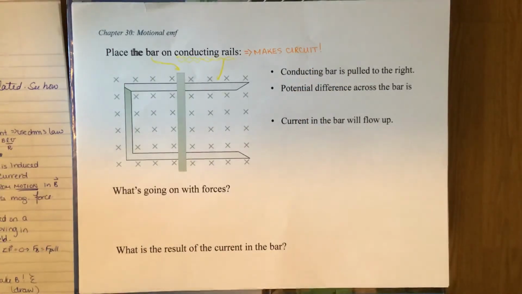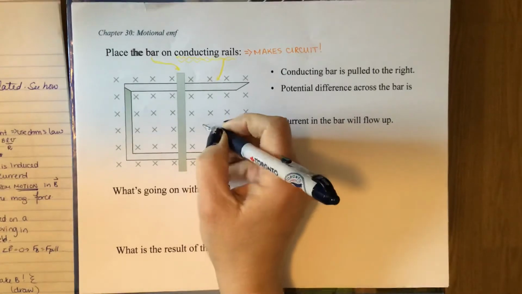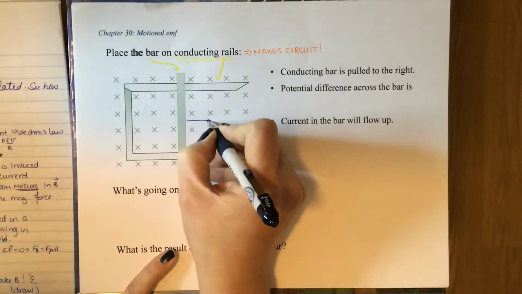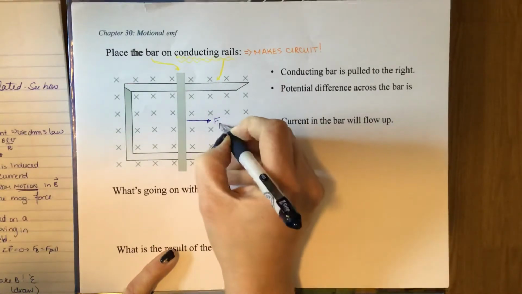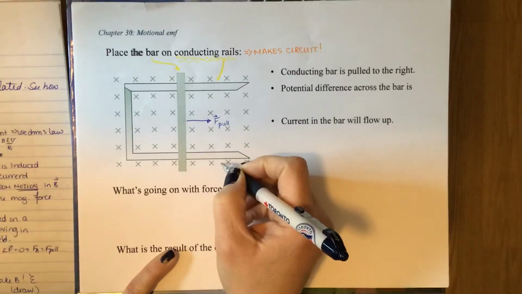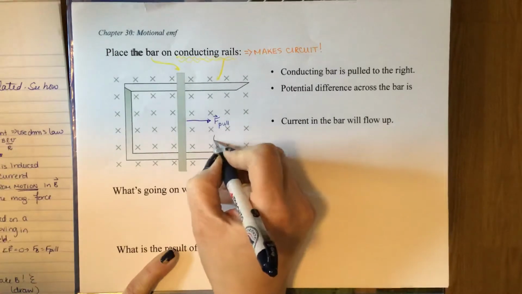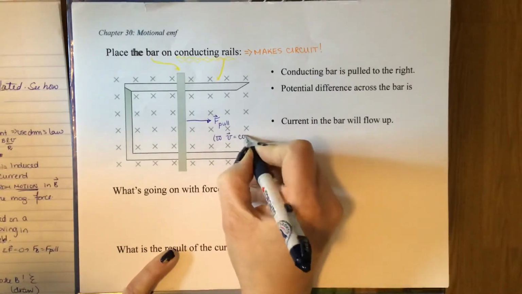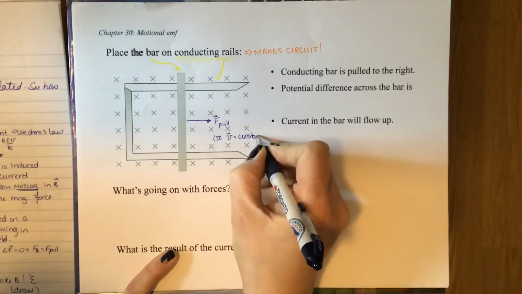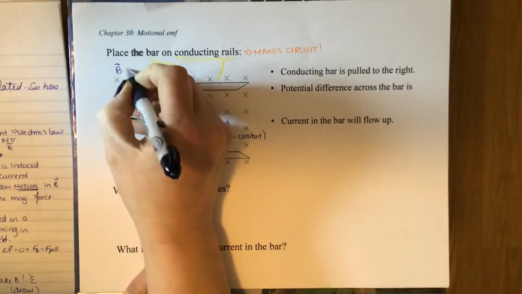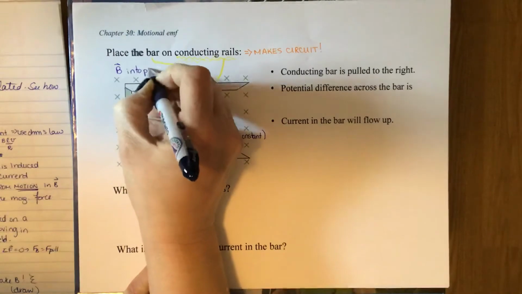So now let's ask what happens. We pull the bar to the right with some applied force. So there's our pulling force. Let's say that we're pulling it so that it has a constant velocity v. Here in our picture, our magnetic field is into the page.